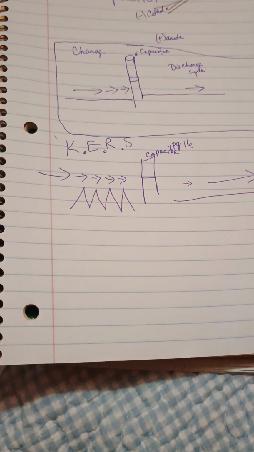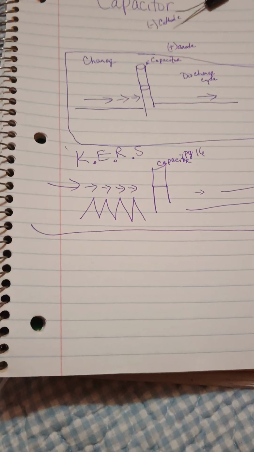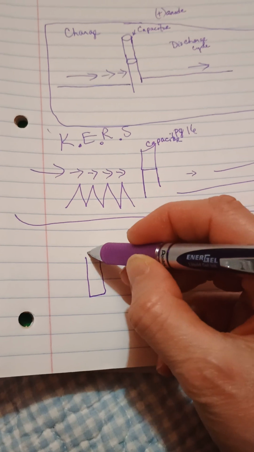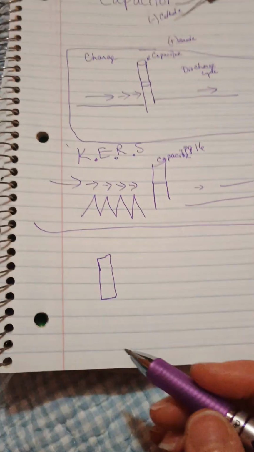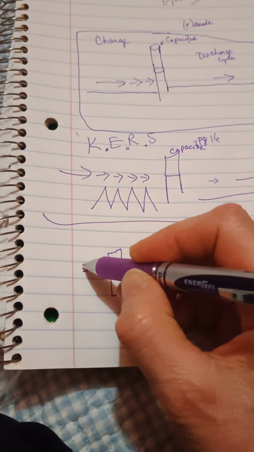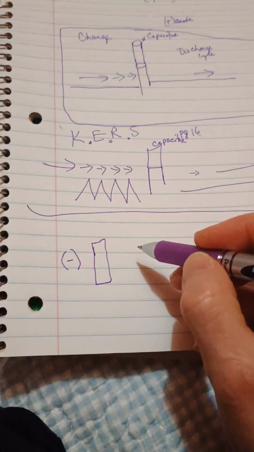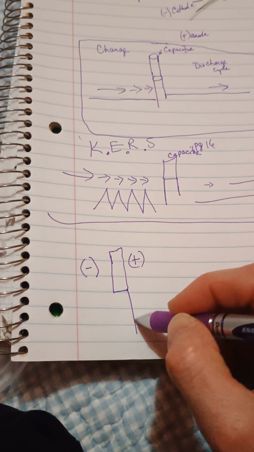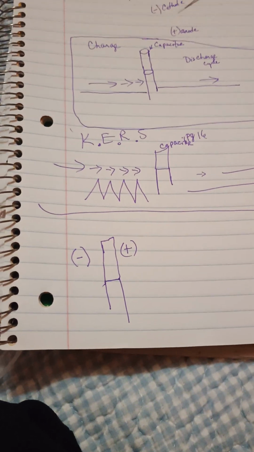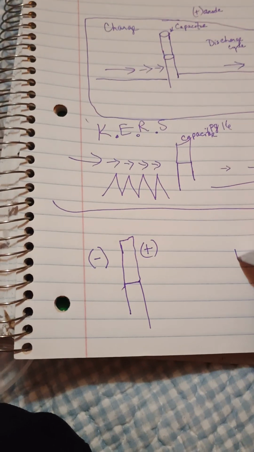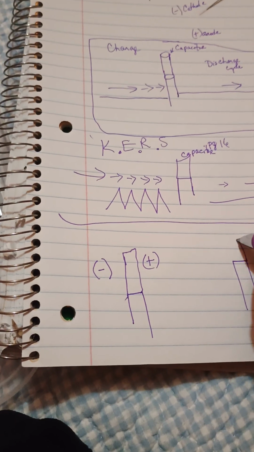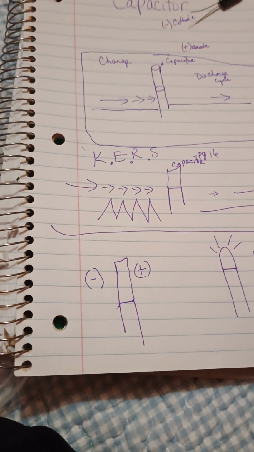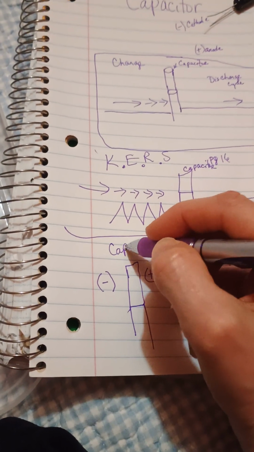Another example that I can draw real quick would be, I have my little capacitor right here. I have negative on this side, negative on this side, and then I have positive on this side, positive, negative. All right, and then I have my LED over here. This is my LED, this is my capacitor.